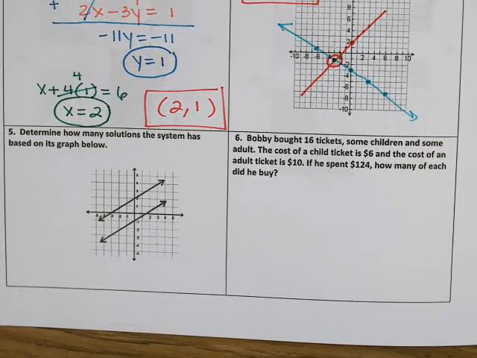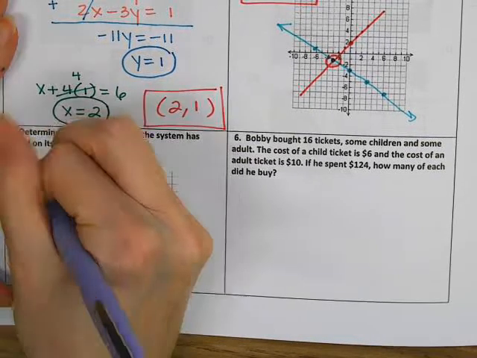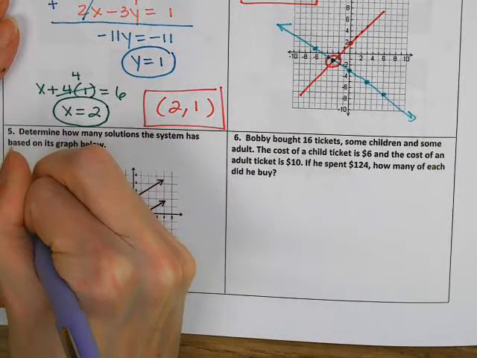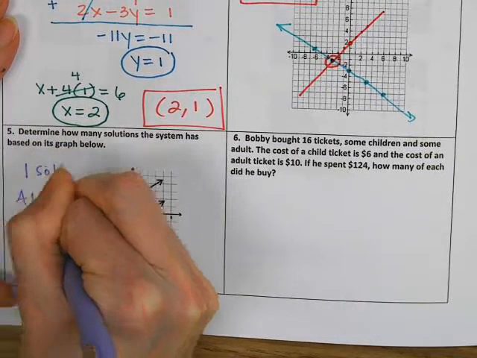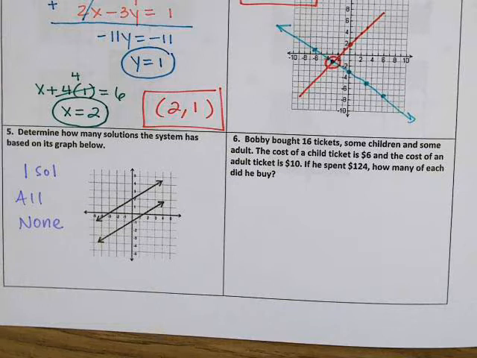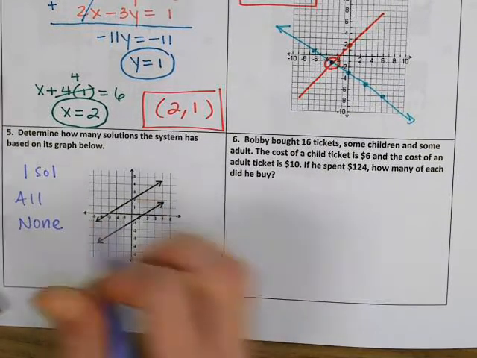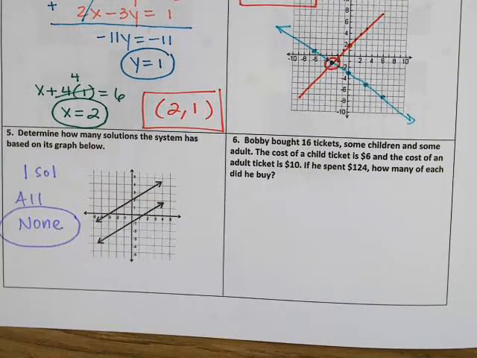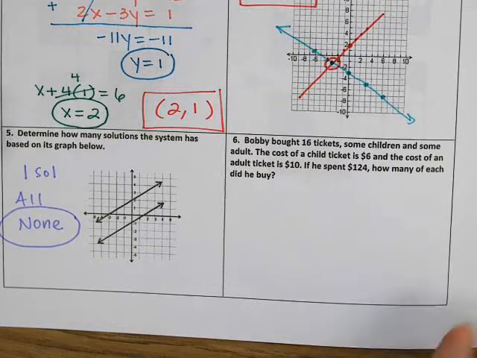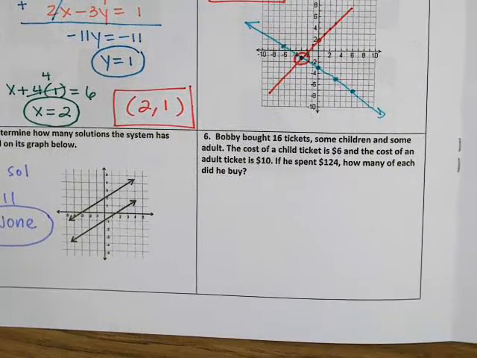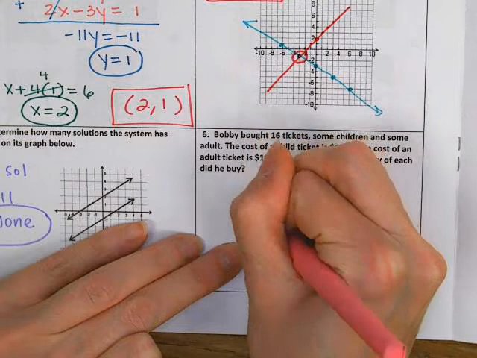Okay, number 5, determine how many solutions. It can be 1, all, or none. Now, if the lines never cross, that means there's no solution. So that's it for that one. And then we did all these word problems that we had to set up and solve. So let's see if you guys remember how to do these.